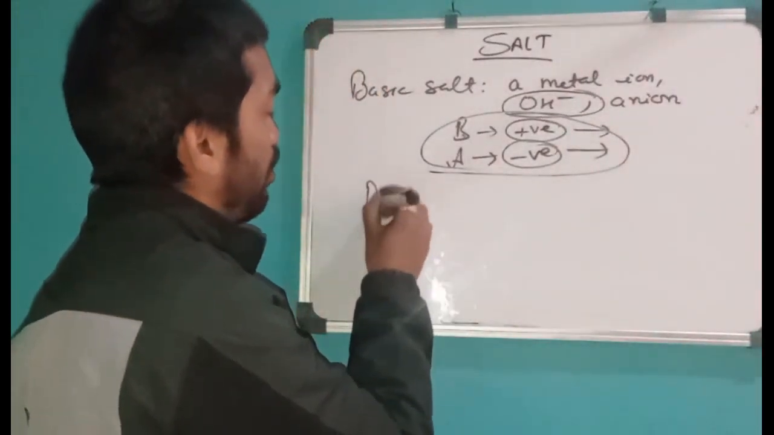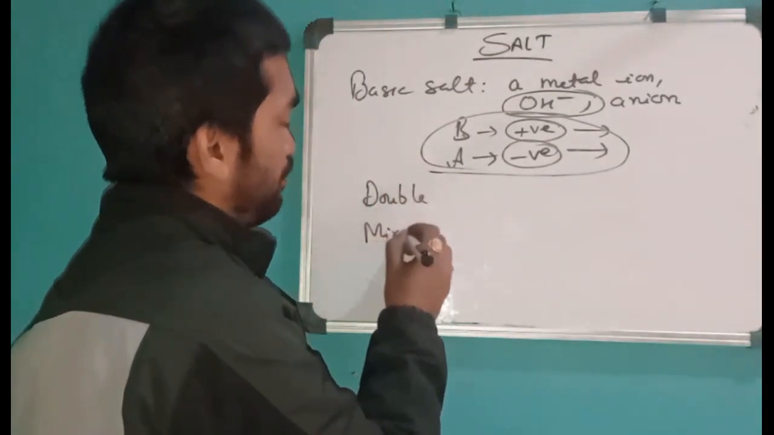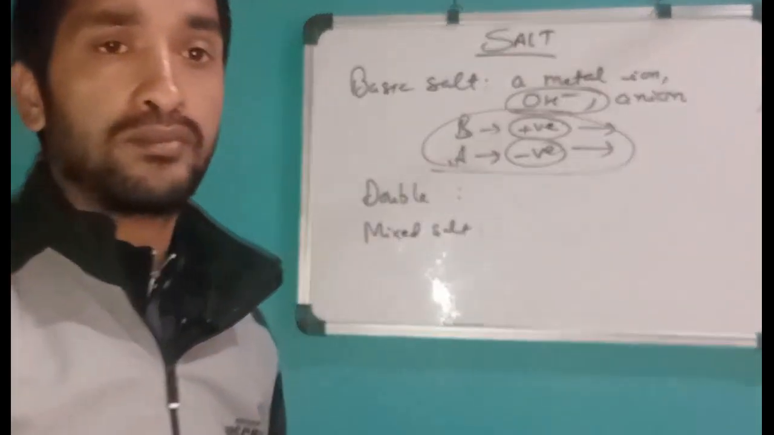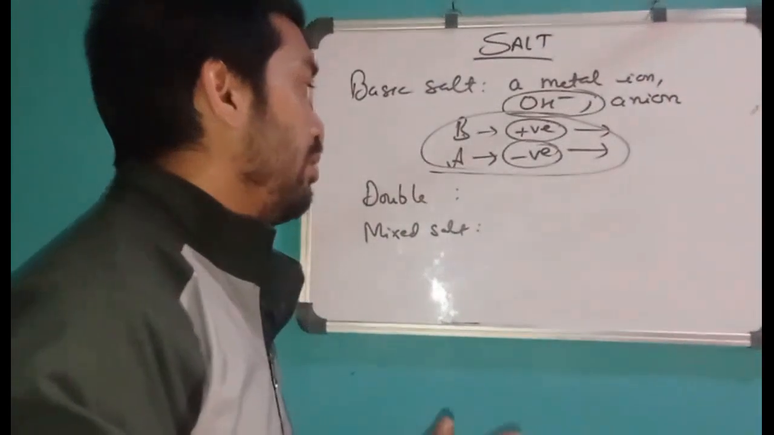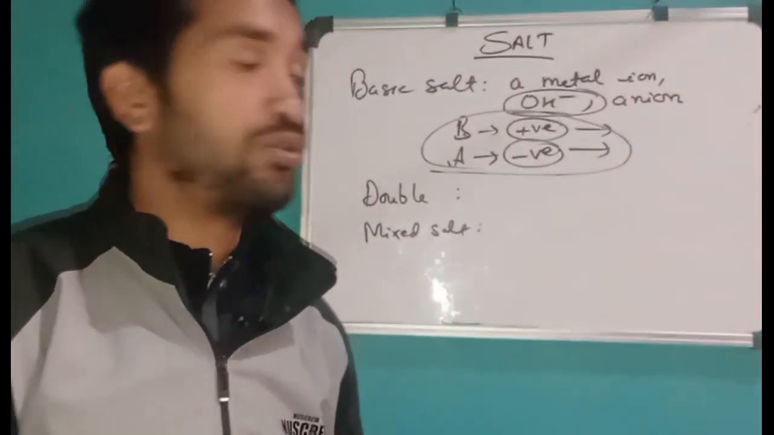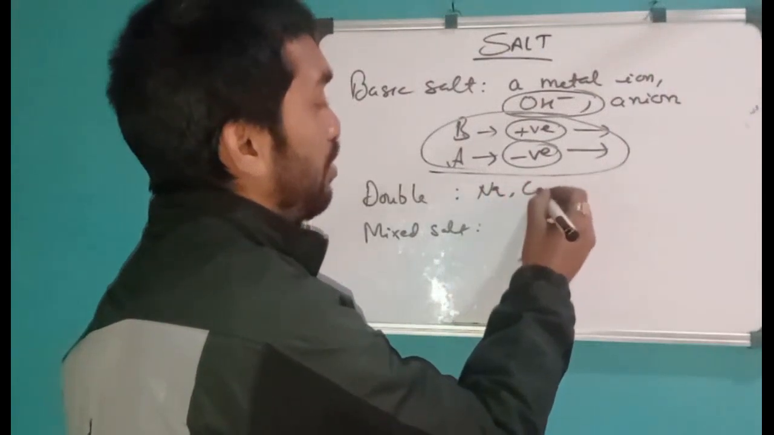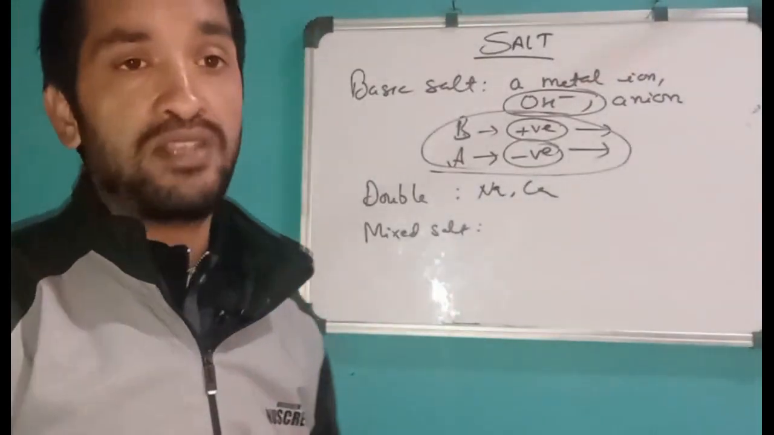Then I talked about double salt. Then we talked about mixed salt. Double salt means it will contain two ions. It will contain two ions. So it is containing potassium also and calcium also. It is containing sodium also and calcium also. Suppose in another salt, it is containing Na also and it is containing Ca also. So they are called as double salt. Means double ions will be there.